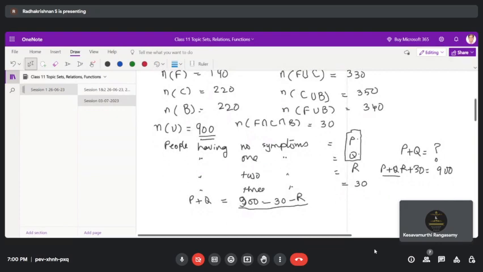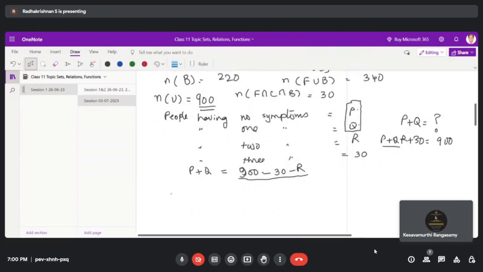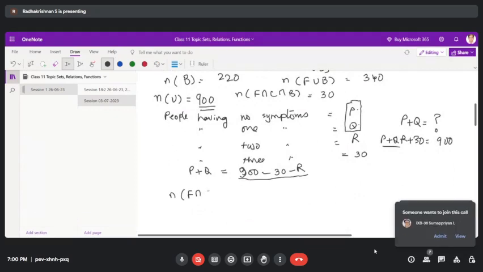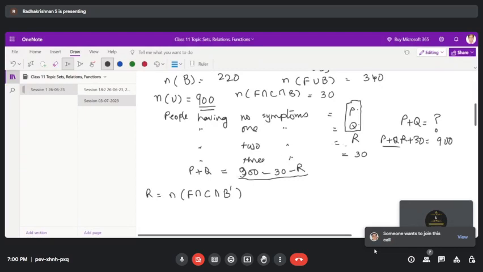Exactly two symptoms means either they can have fever and cough. Two symptoms should be there, right? Fever and cough. But they should not have a breathing problem, because if they have a breathing problem, then it will become all three symptoms. So this R is equal to only people having two symptoms.